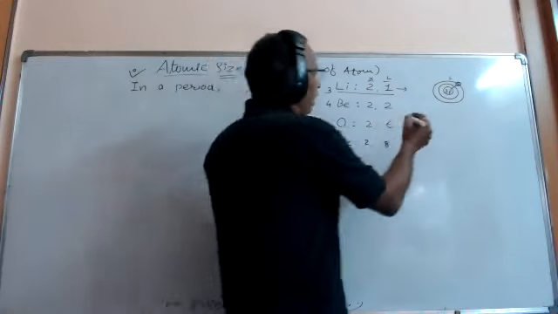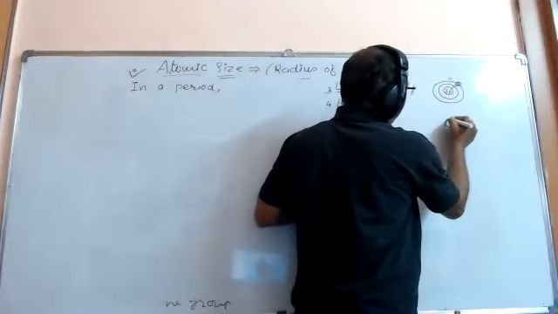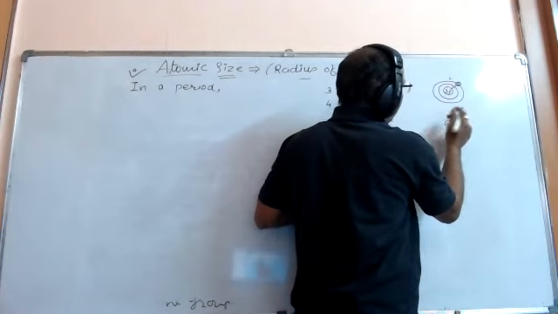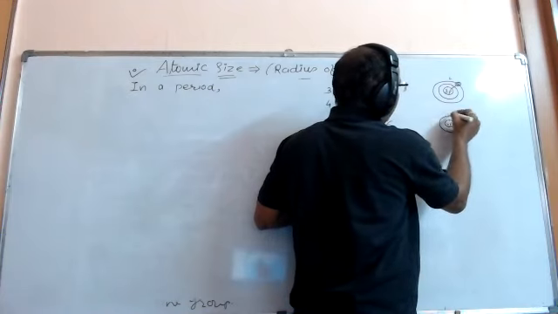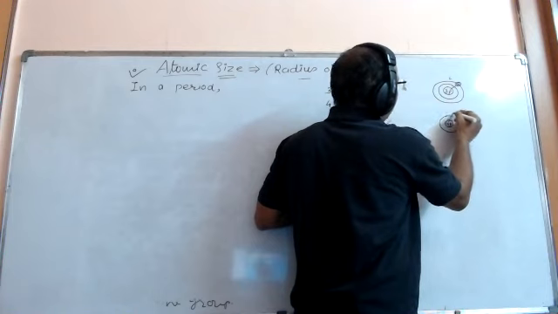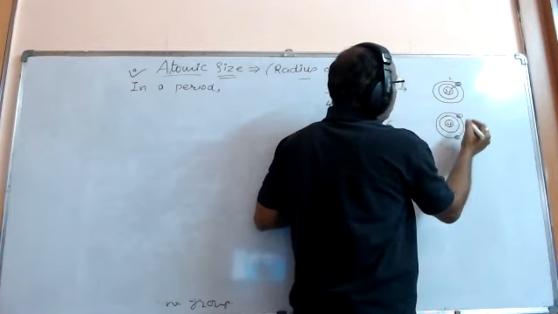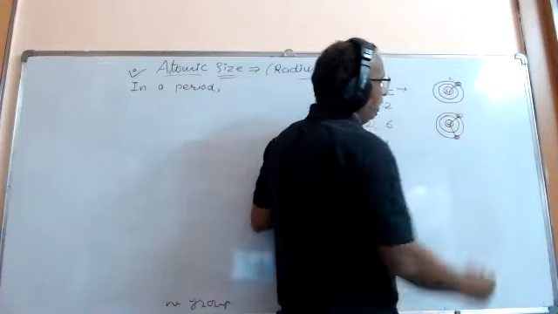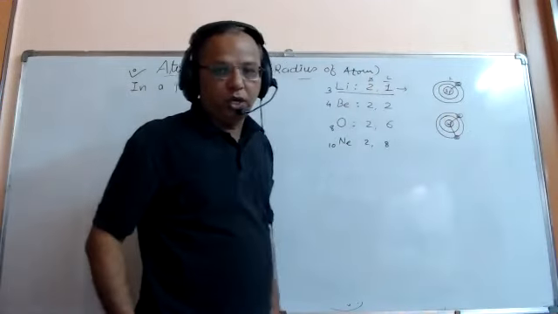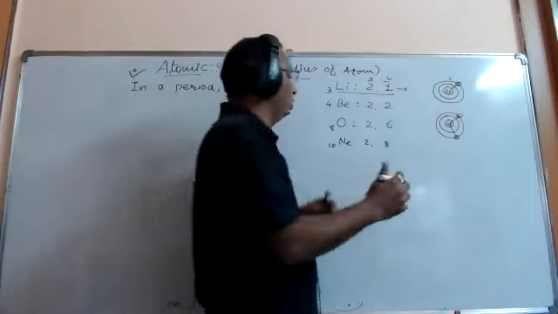If we think of beryllium, what happened here? Here 4 protons are present in the nucleus. This is the first cell with 2 electrons. Then this is the L cell, second cell, having 2 electrons. These 2 electrons will be attracted by the nucleus or the protons present in the nucleus.